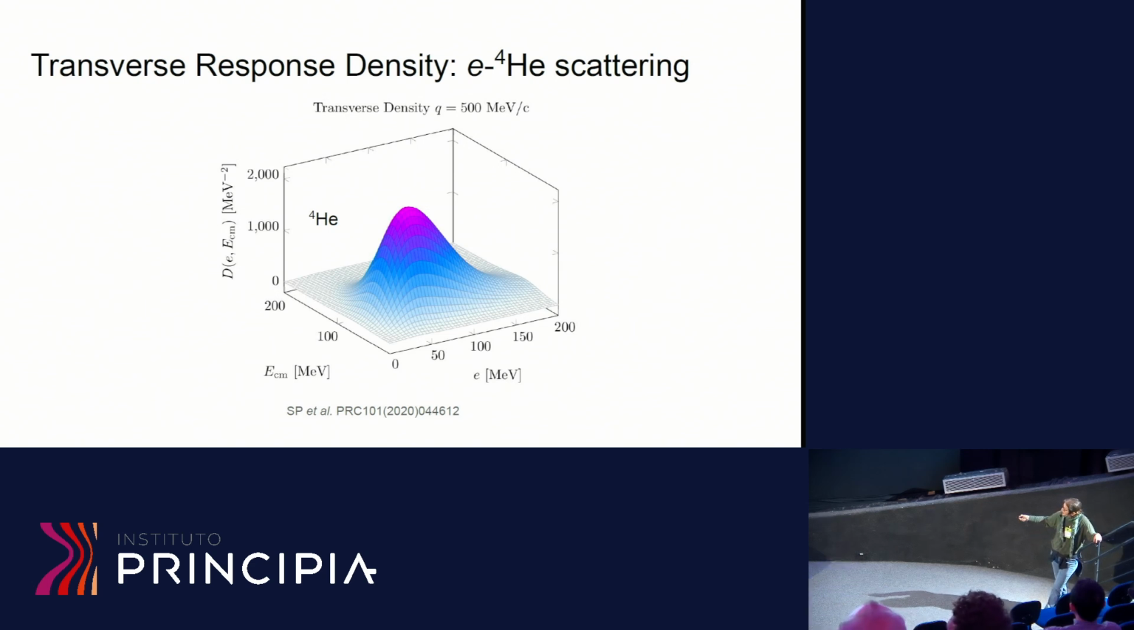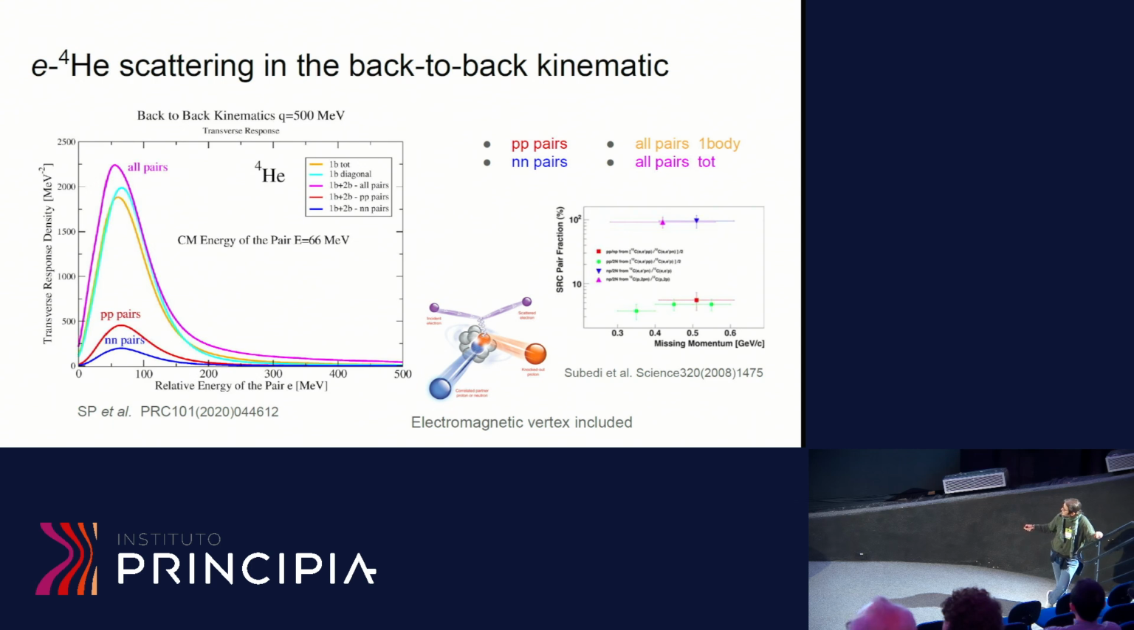You can also slice up this figure to select a kinematic that is convenient for experiment. So for example, in the back-to-back configuration, you can select the center-of-mass energy to be 66 MeV in this case, and profile the response as a function of the relative energy of the pair. You can also look at the contribution from scattering from neutron-neutron pairs or proton-proton pairs. This gives you a little bit more information than the momentum distribution, because now you have the vertex, so the electron is seeing protons and neutrons as different, as opposed to the momentum distribution. And you also have the total response, which is in magenta, to be compared with the yellow one that is based on a one-body operator only.